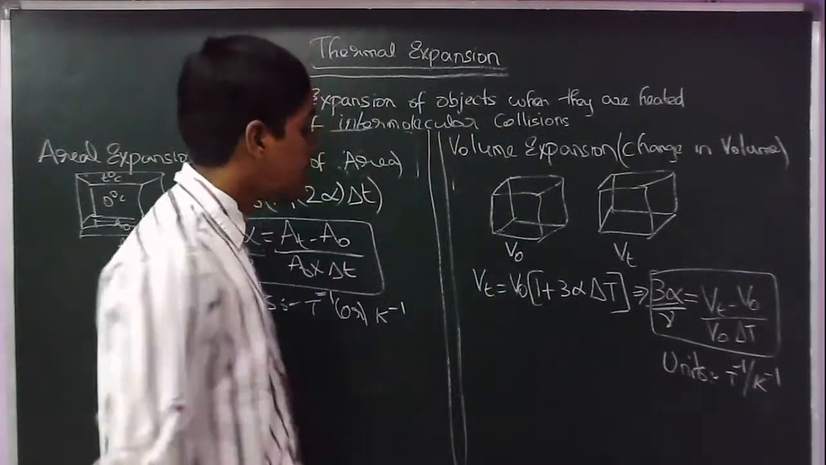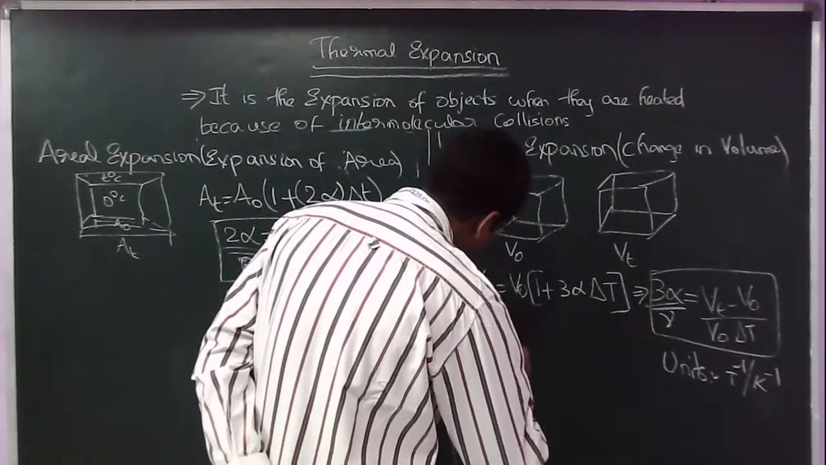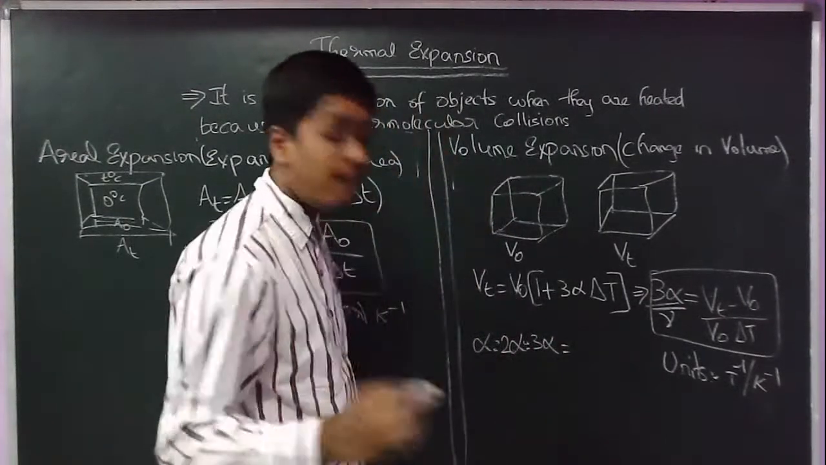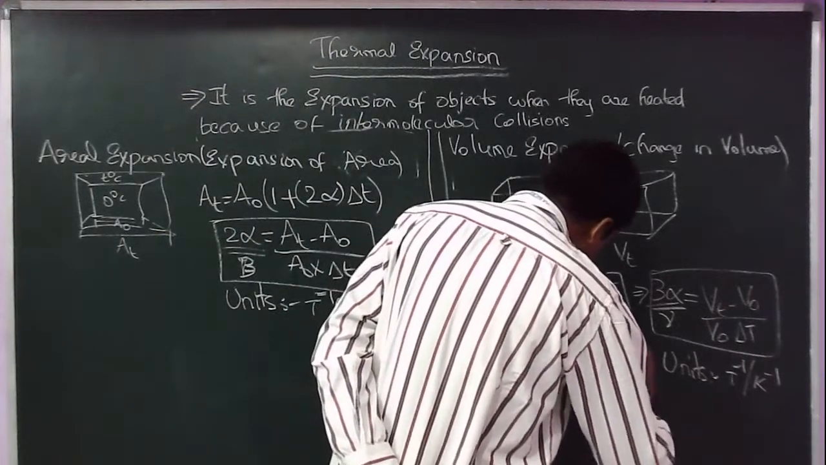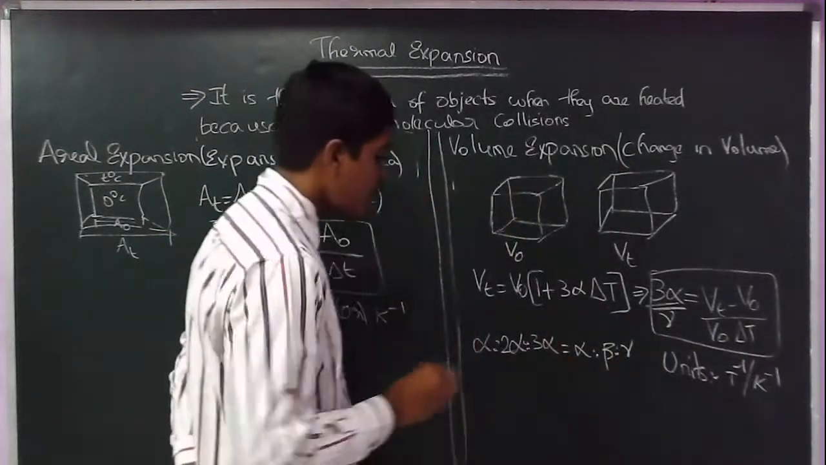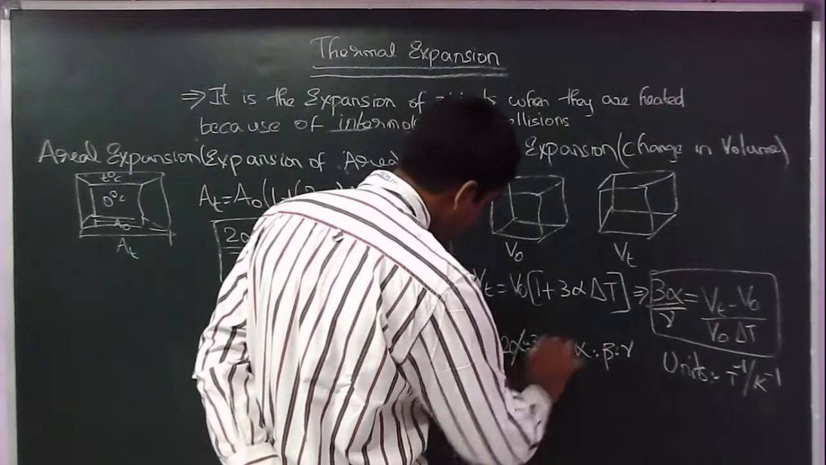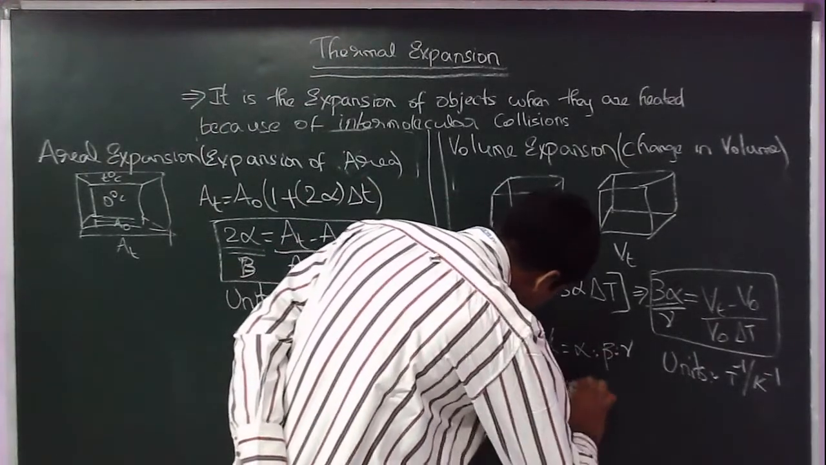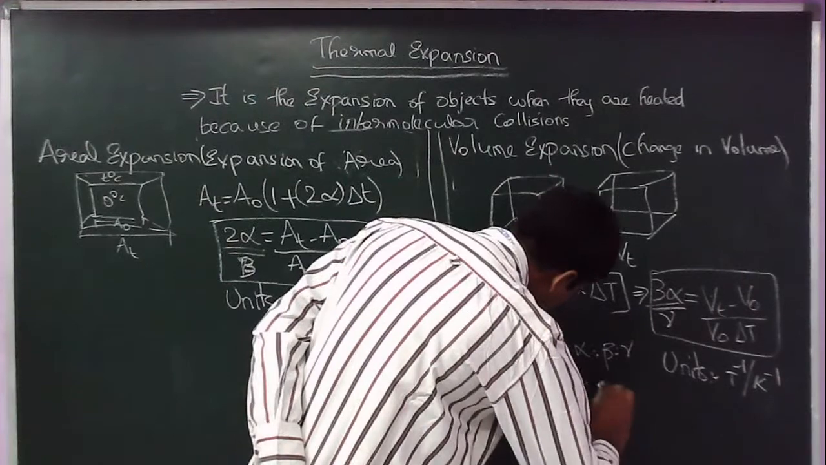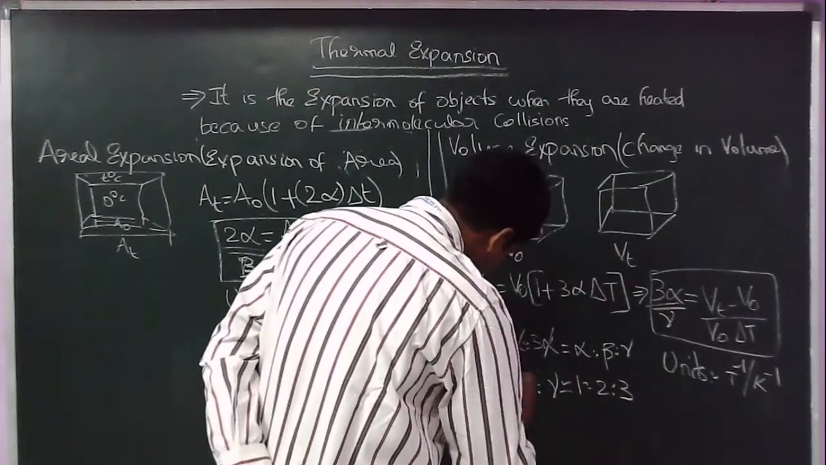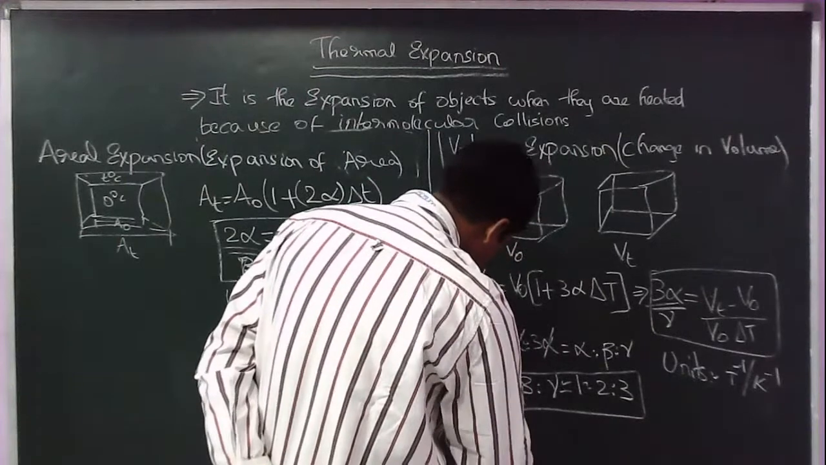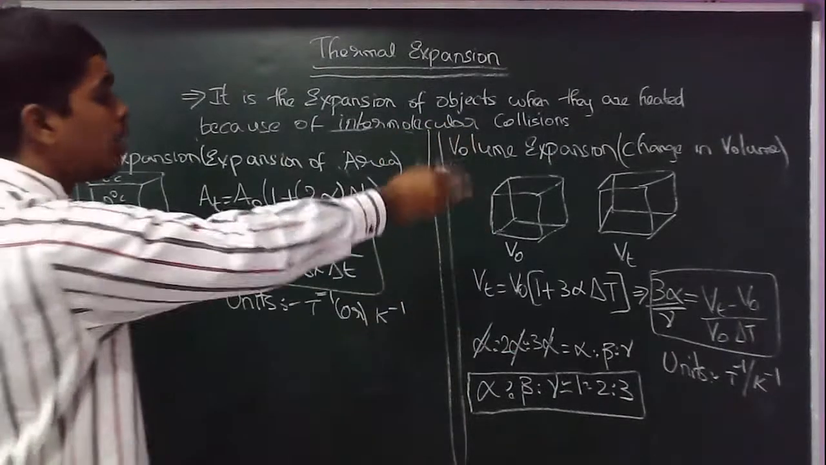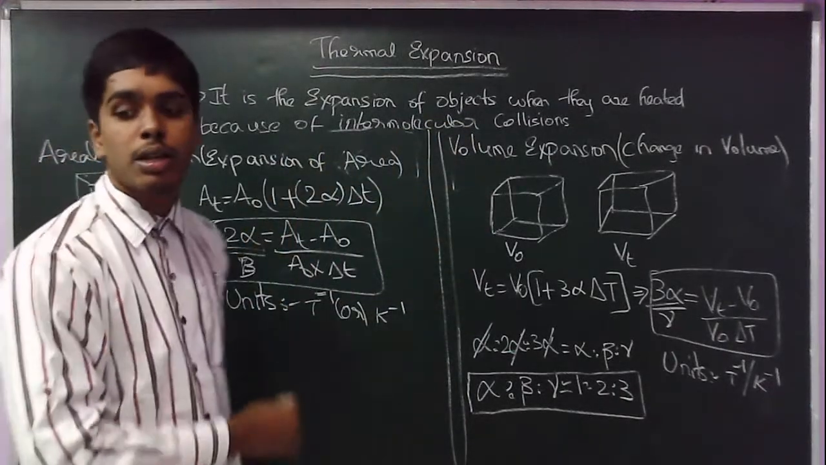Now we have a relation between alpha, 2 alpha and 3 alpha, that is alpha, beta and gamma. Okay, these alpha and these alpha cancel. So the ratio of alpha, beta and gamma is 1:2:3. Okay, now copy that. After copying, we will start solving problems.